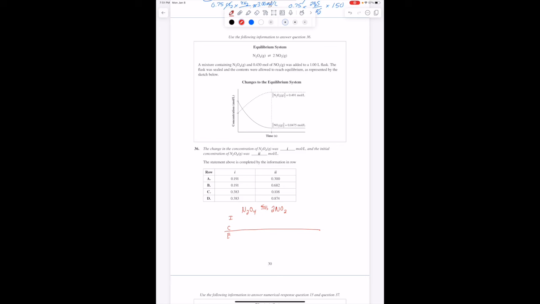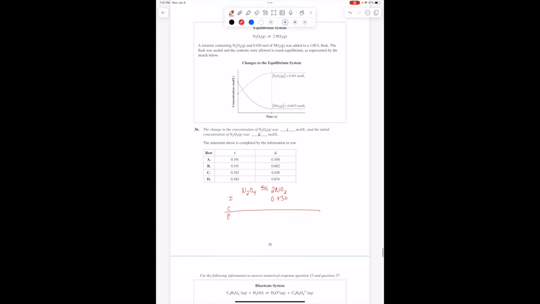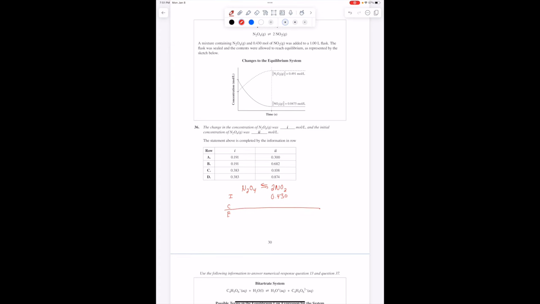Okay, so that's a little weird because usually this side is the zero, right? And then they told me this N2O4, which is at equilibrium because it's leveled off, like these have leveled off, right? That's 0.491. And this is 0.0475. So that's what I know. Okay. Well, that's a little weird. I can see what they're going to do here.